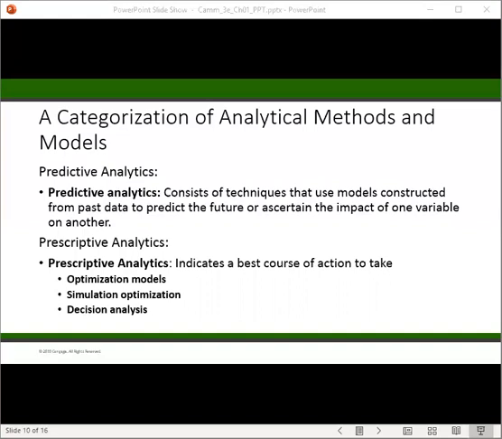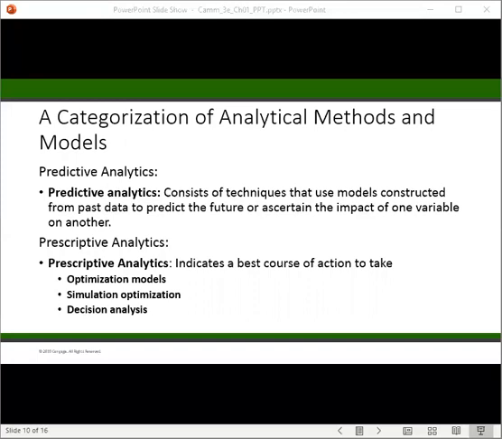Prescriptive analytics indicates a best course of action to take. So it provides a forecast or prediction, but often when we have a prediction, we don't have a decision associated with it. A forecast or prediction, when combined with a rule, becomes a prescriptive model. Prescriptive models that rely on a rule or a set of rules are often referred to as rule-based models.